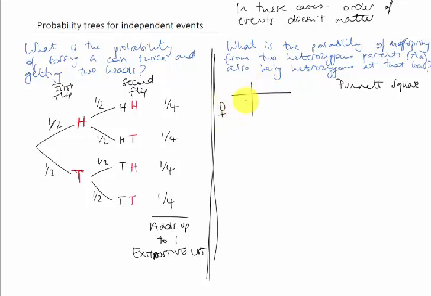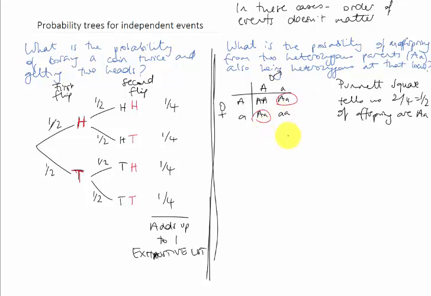Okay, so traditionally we would use a Punnett square. So we're looking at the mummy and the daddy, and they're both big A, little a. So we work this out. So the Punnett square tells us that half the time, 2 out of 4, or 1/2 of offspring are heterozygous. So that would be the chance for one individual as well.